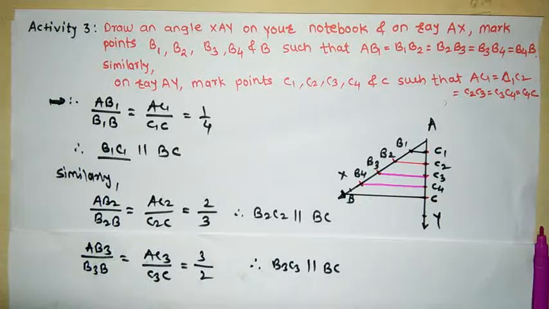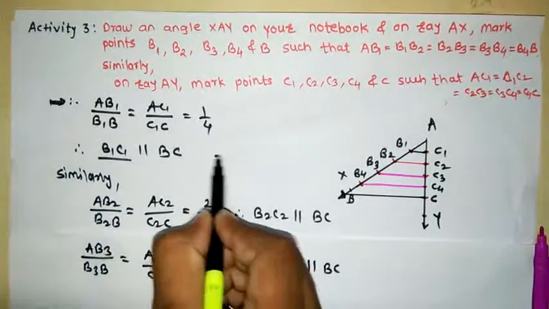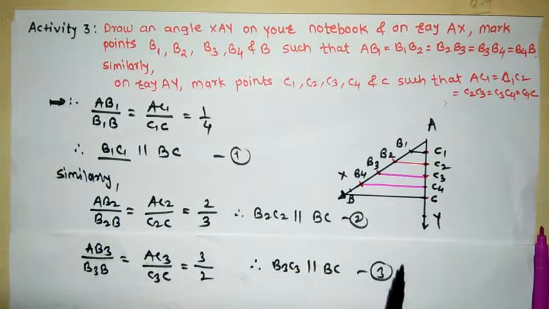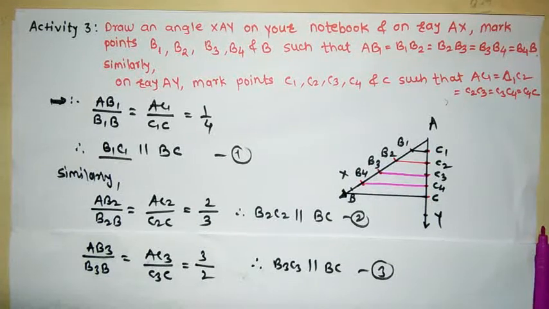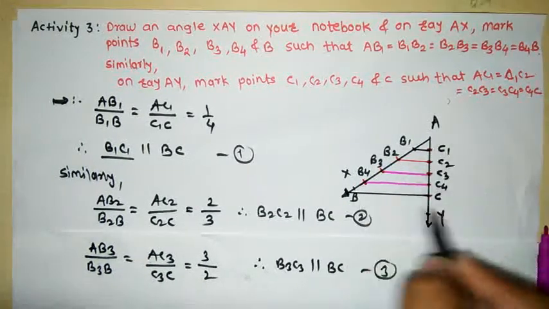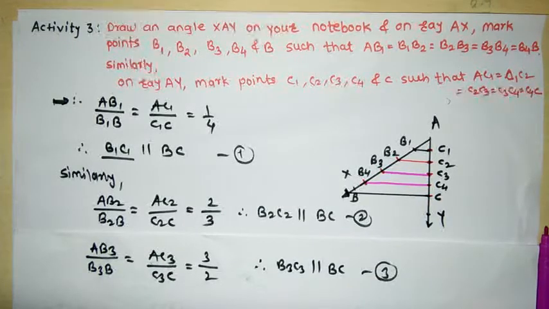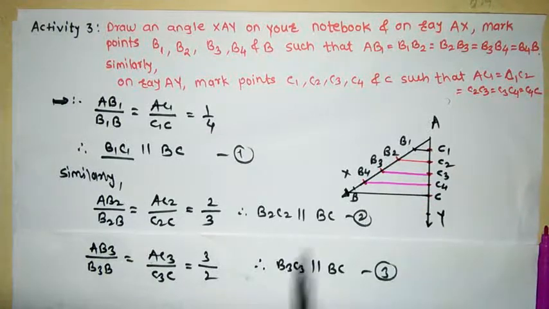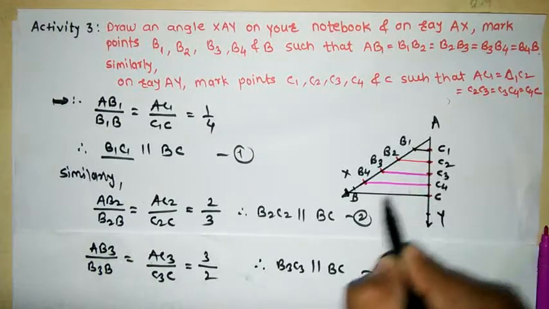Now you can observe all these things. This is marked as 1, 2, and 3. If we observe 1, 2, and 3, that if a line divides two sides of a triangle in the same ratio, then this line is parallel to the third side.